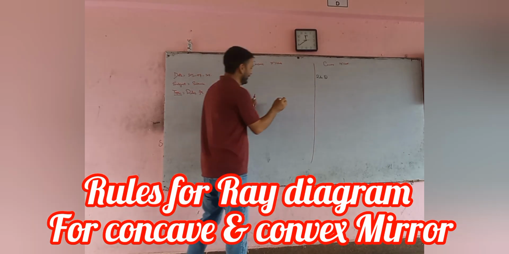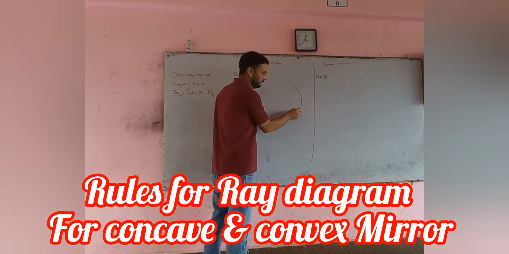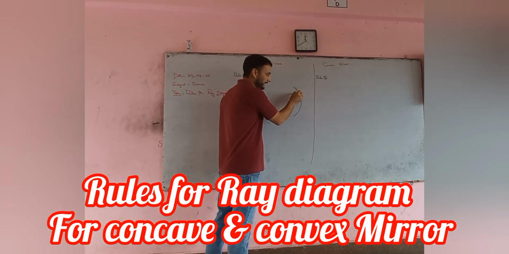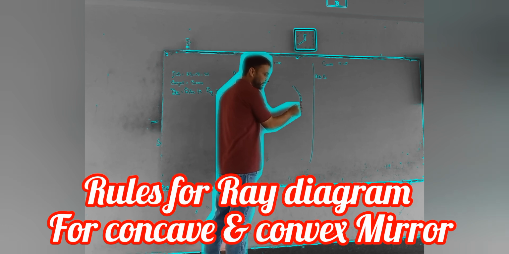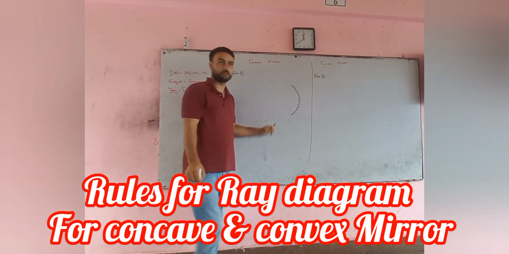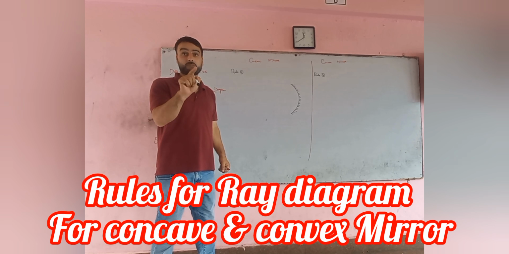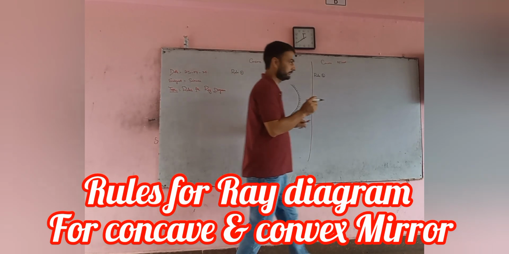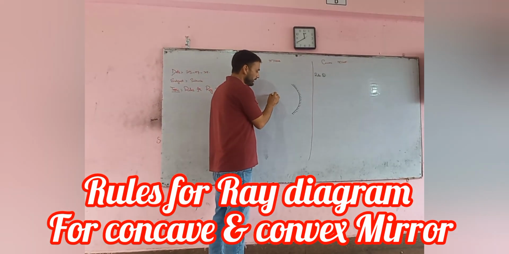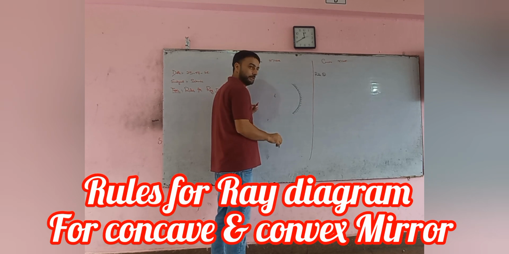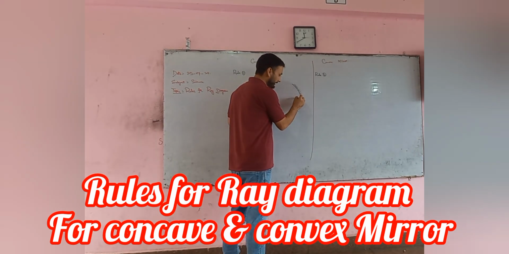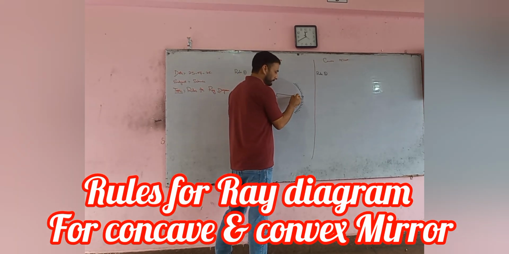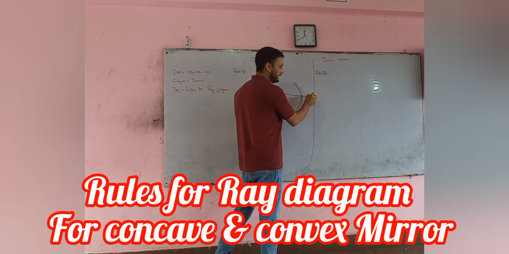First, I will draw a diagram of a concave mirror. As we know, a concave mirror is a spherical mirror. It is part of a sphere whose outward surface is polished and reflection occurs on the inward surface. This is part of a sphere. The center of the sphere is known as the center of curvature, and the center of the reflecting surface is known as the pole of the mirror. The imaginary line which passes through the center of curvature and the pole of the mirror is known as the principal axis.